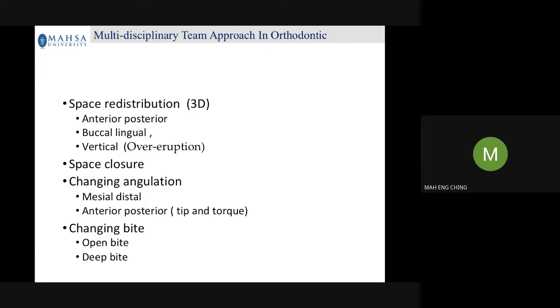So we are talking about space redistribution, in 3D. You can move the teeth anterior-posterior, buccolingually, and vertically. Usually vertical means over-eruption, so I can intrude the teeth back, and then you can put a crown or implant on the lower or upper arch. For space closure, sometimes you have a missing tooth and I can close it, or the space is too wide and I can close it to become a bit narrower, which is ideal for one molar or premolar size.